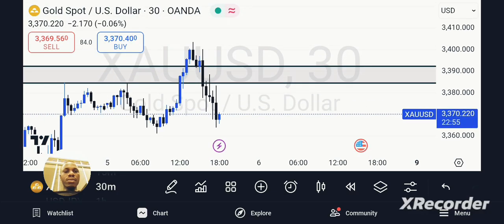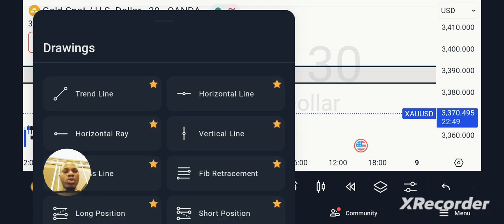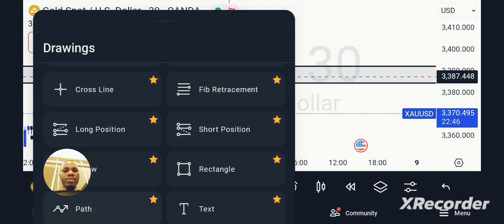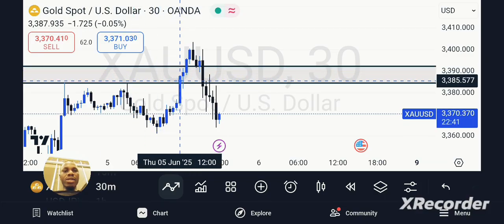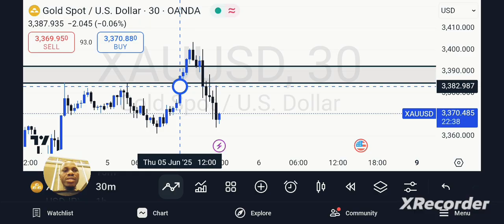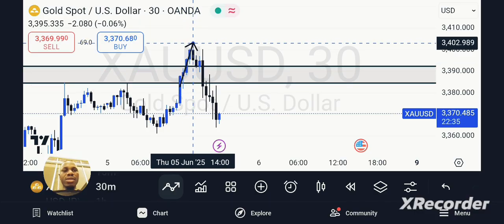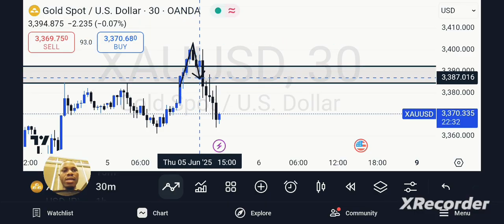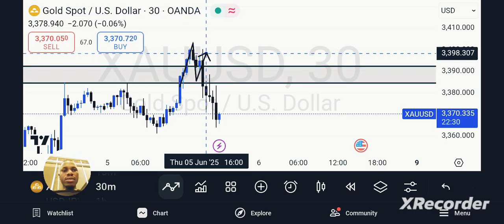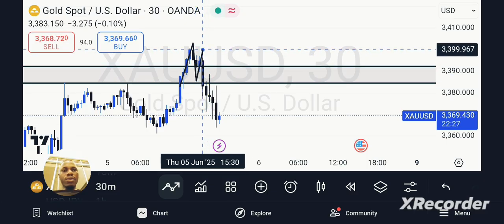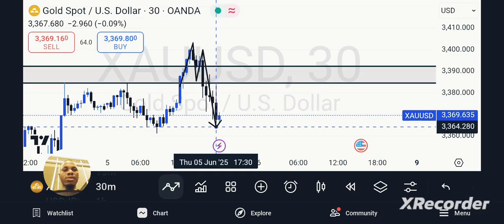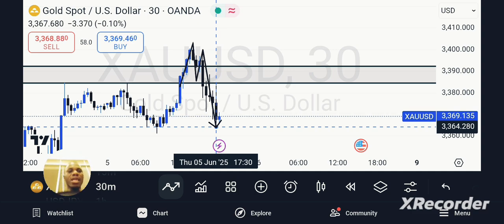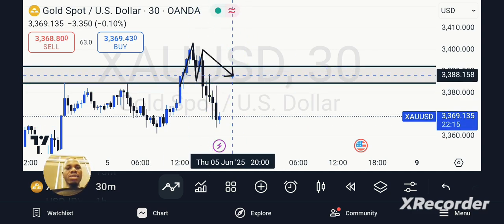So we are going to find our entries. Our first entry on gold was around here. Guys, I told you the 30-minute time frame and 15-minute time frame are for confirmation and entries. So the 30-minute chart formed a double top, as you can see. After forming a double top within the resistance zone, it started dropping down. So it means that our selling point was around this zone.